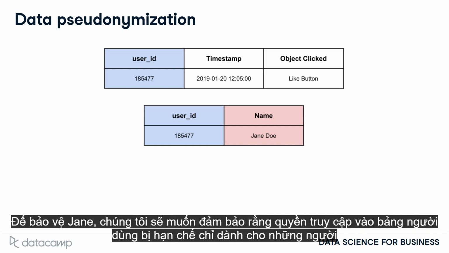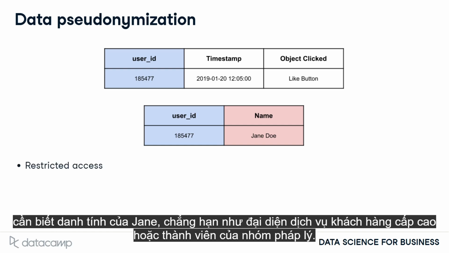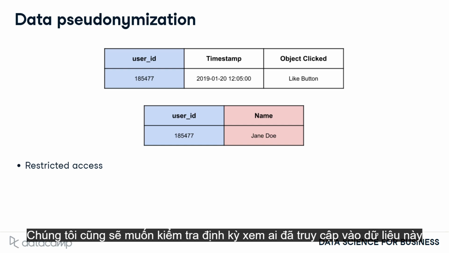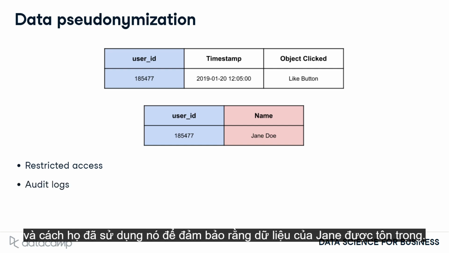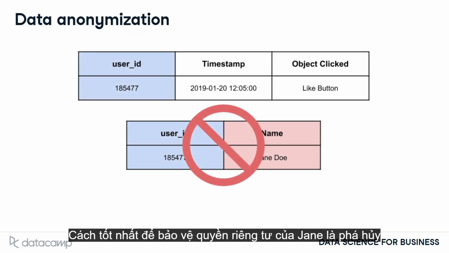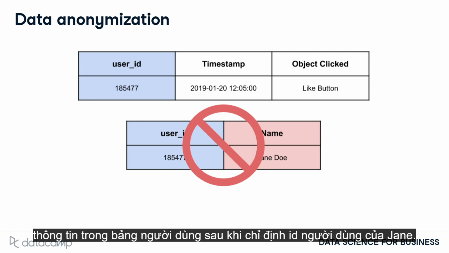To protect Jane, we'll want to make sure that access to the users table is restricted to only folks who need to know Jane's identity, such as senior customer service representatives or members of the legal team. We'll also want to periodically audit who has accessed this data and how they have used it to ensure that Jane's data is respected. The best way to protect Jane's privacy is to destroy the information in the users table after assigning Jane's user ID. Without the users table, the events table is fully anonymized data.